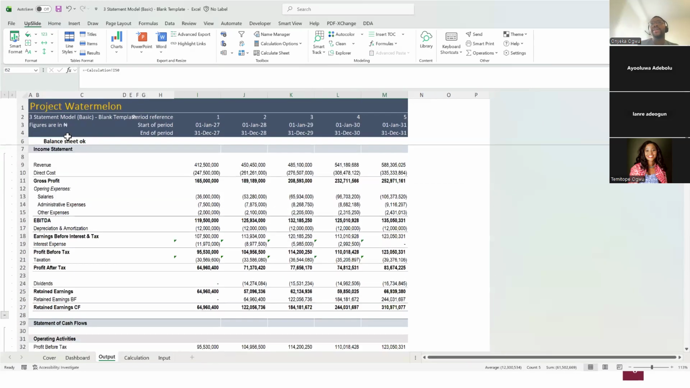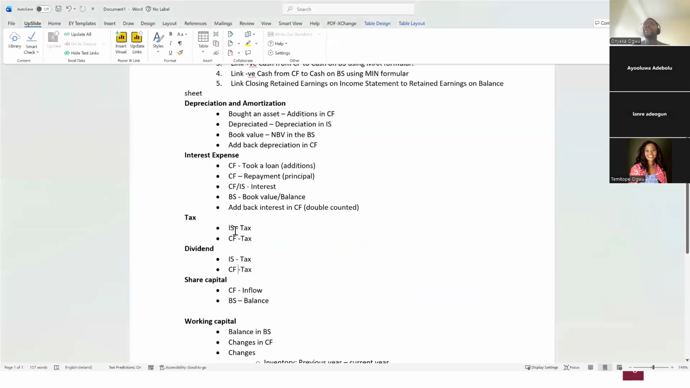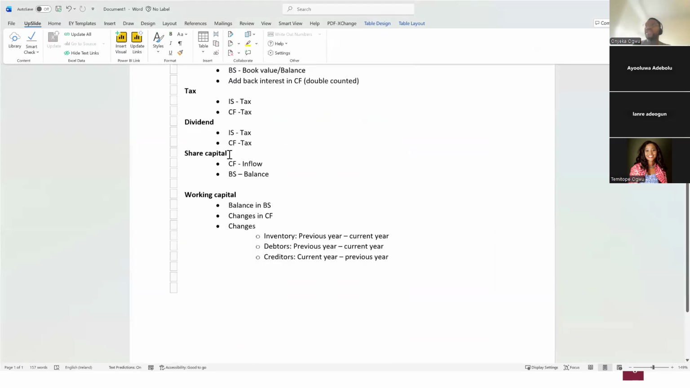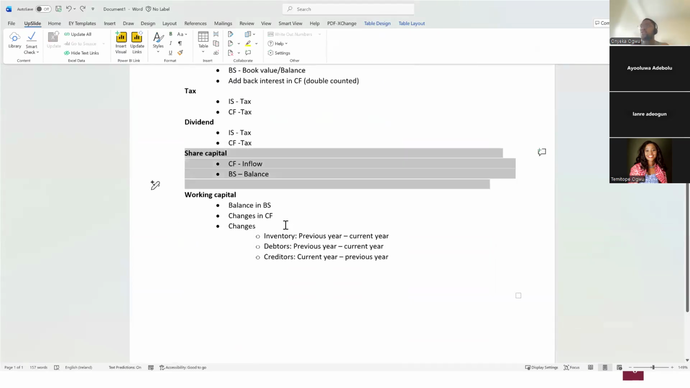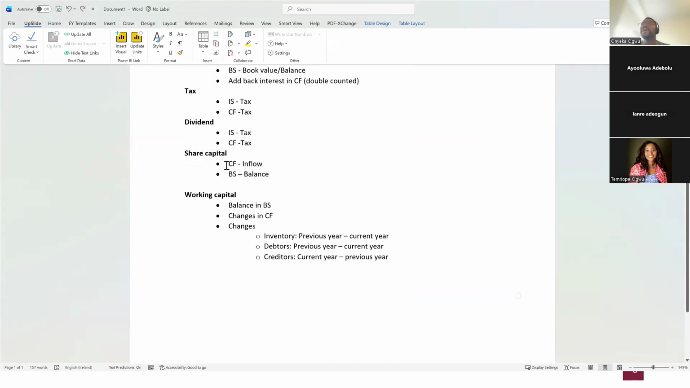And if you check up here, there's something I put here, balance sheet okay or not. So if not balancing, that means you show error, right? But if balancing, you show okay. That's another way to check. So we're almost done with mapping everything out. The last two are share capital and working capital. Working capital, I've already explained, so I'll skip it. So for share capital, we need to do it in cash flow and balance sheet, right?